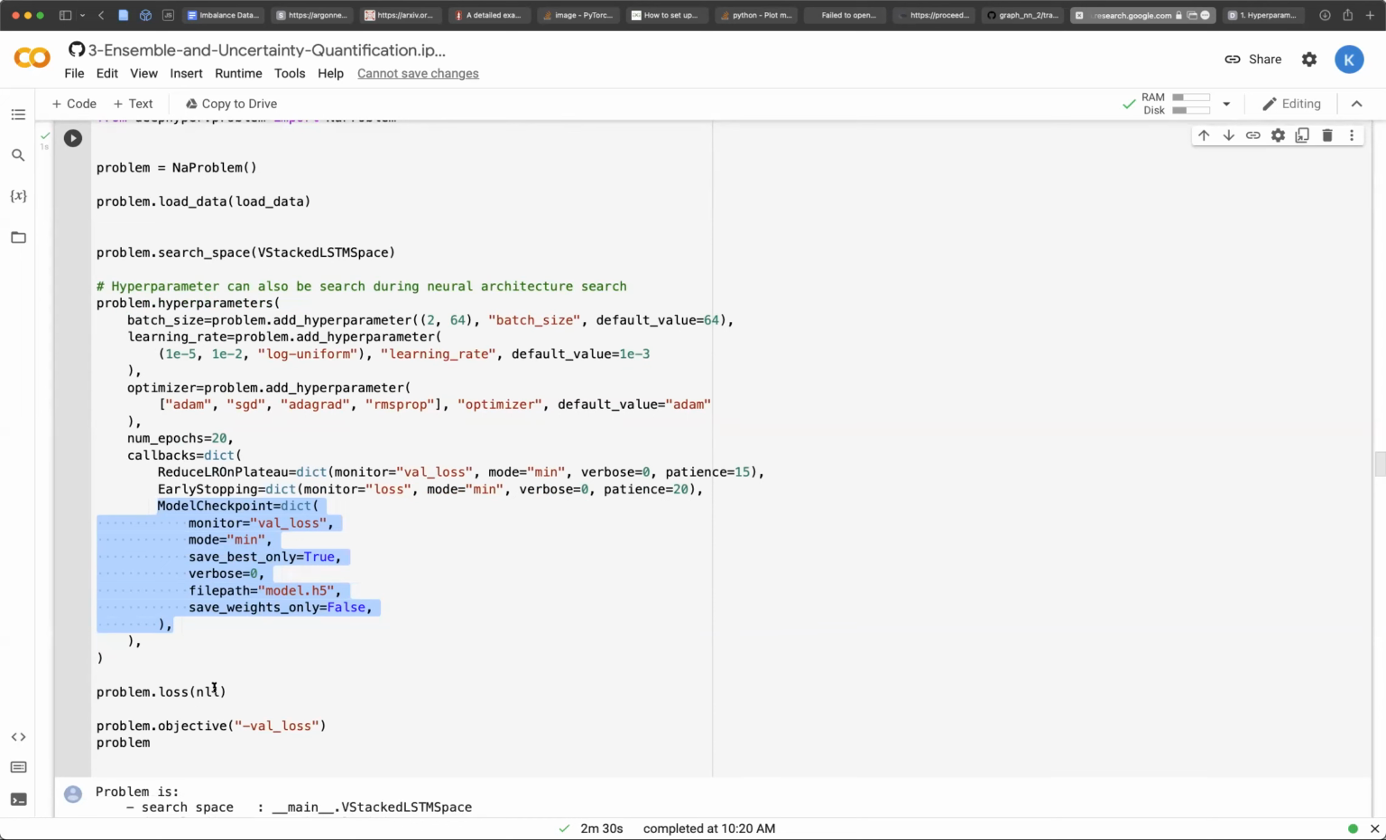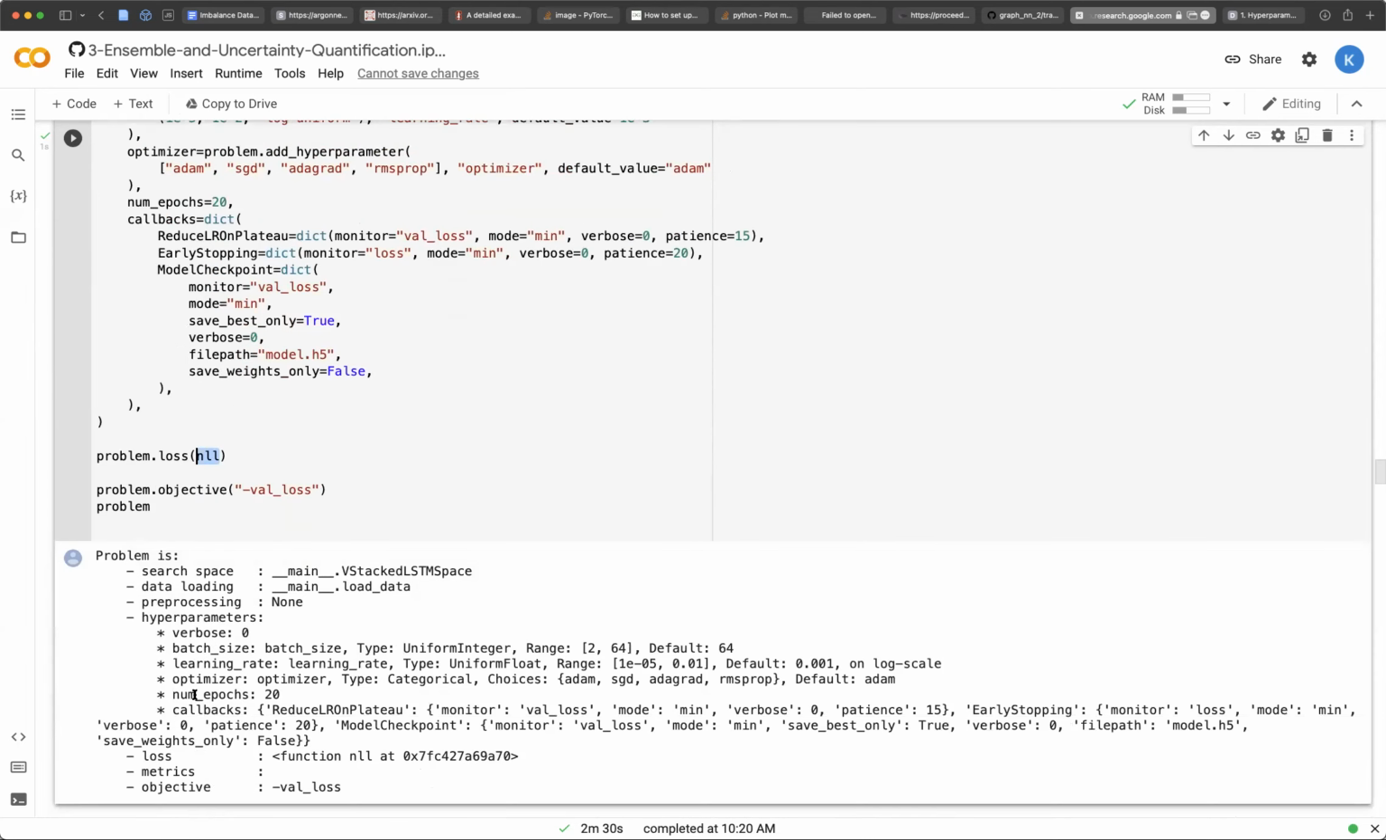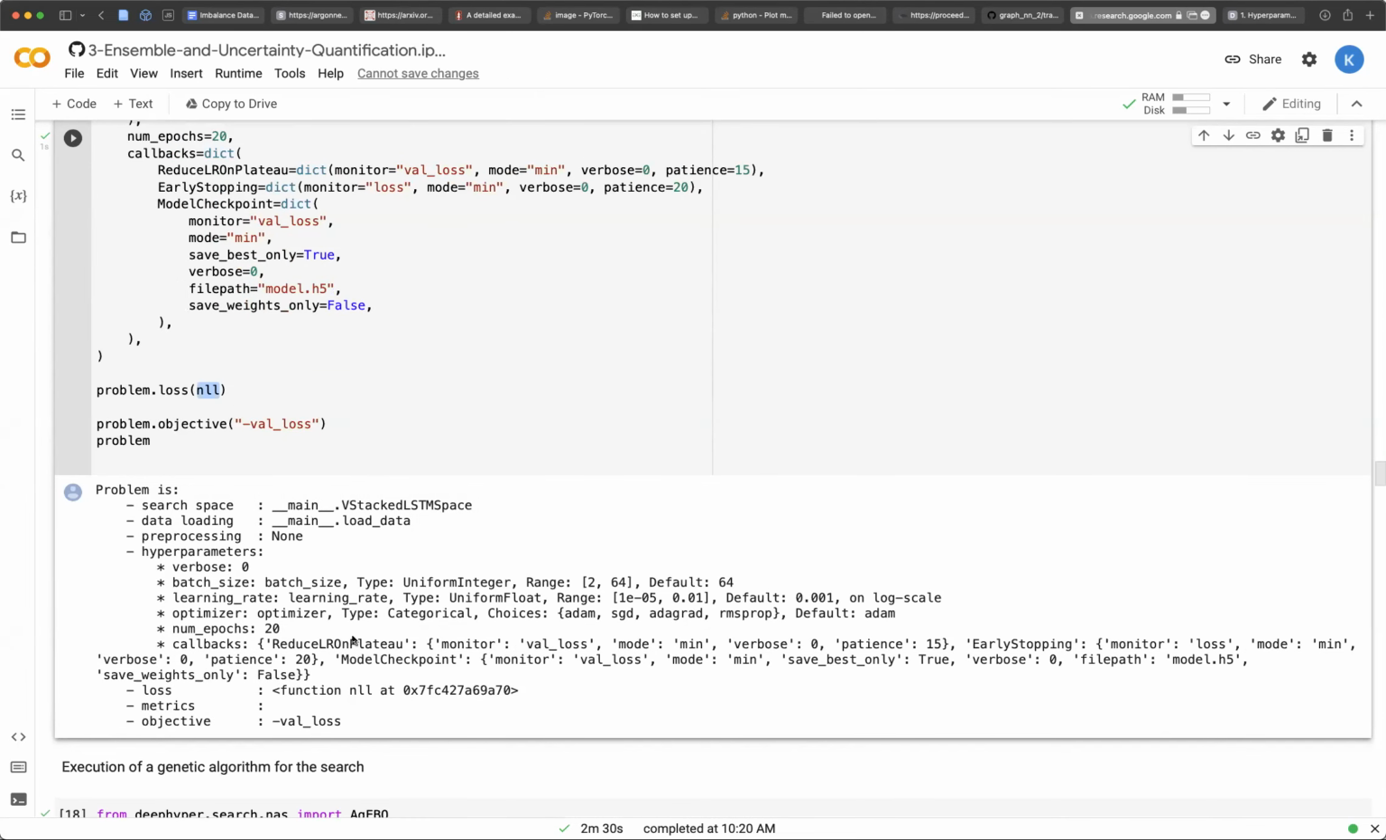Now, for the loss function, instead of the mean square error, which was being used before, we're going to replace it with an NLL, because my network output is now mean and standard deviation. I'm going to assume that this mean and standard deviation are for a Gaussian distribution, and apply the negative log likelihood on that, which is going to give me my objective. Once you execute this cell, the objective is the validation loss, which of course is the loss function calculated on the validation data, and that is what we are going to minimize.